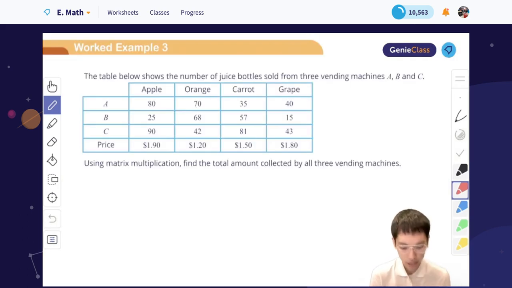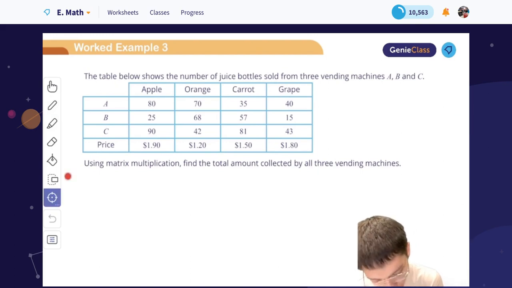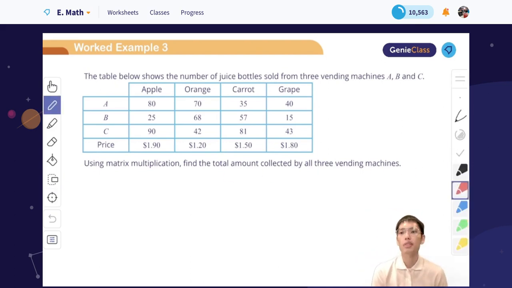Now, this looks like the hardest question of all. Why would we say that? Because this question doesn't really guide you at all. In fact, we can do it normally, but it's going to take too long. So what can this question suggest? Using matrix multiplication, find the total amount collected by all three vending machines.